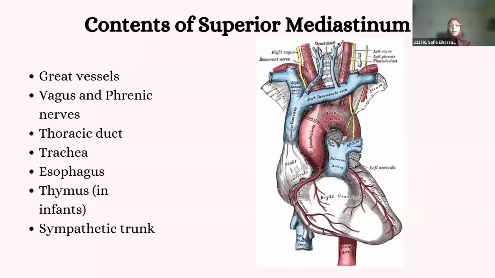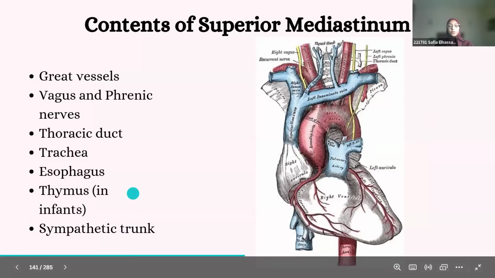In infants, you would be able to see a thymus, but as you grow older, the thymus regresses, so in adults, you wouldn't see it, or you would just see a remnant of it. And also the sympathetic trunk, which is just a bundle of sympathetic fibers.